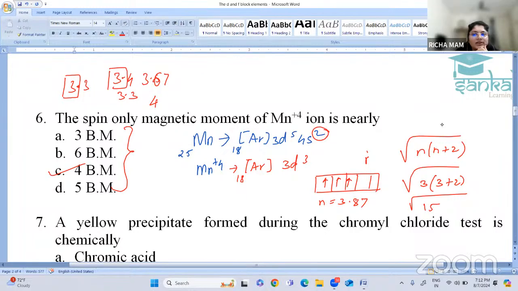Then it will be 4. Okay, so it is 4. The spin only magnetic moment is 4, because it is 3.87. Okay, 87. So you have to round off to the next number. So 4, and 4 is the answer.